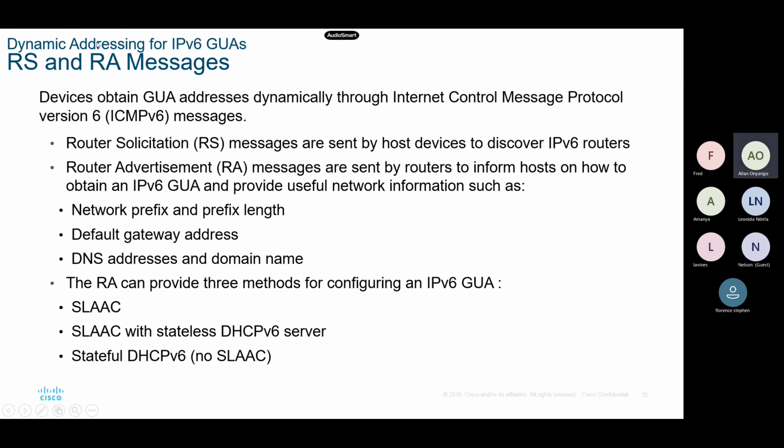So the first method is called SLAAC. SLAAC basically means stateless address auto-configuration. That's the first method. The second method is called SLAAC with stateless DHCP version 6 server. And the last method is called stateful DHCP version 6. I'm going to explain later on about stateful and stateless. So let me put this into context, guys. And here is my story.